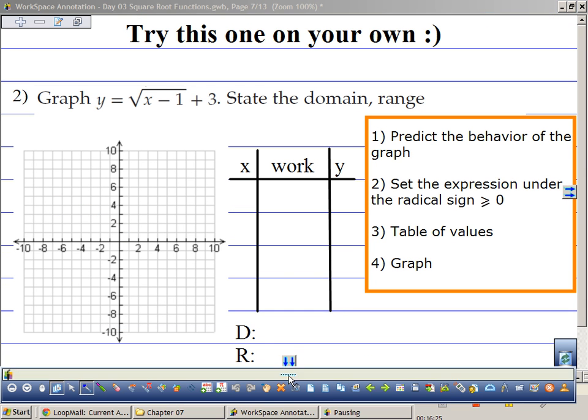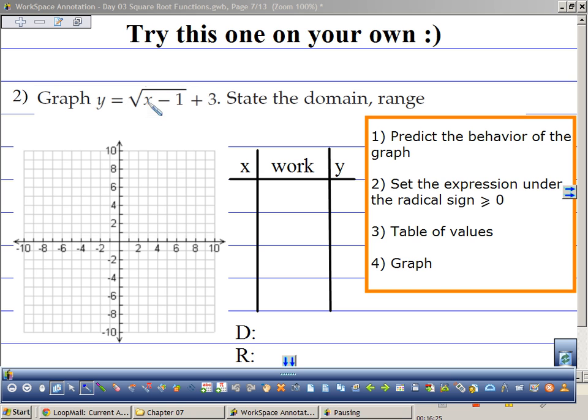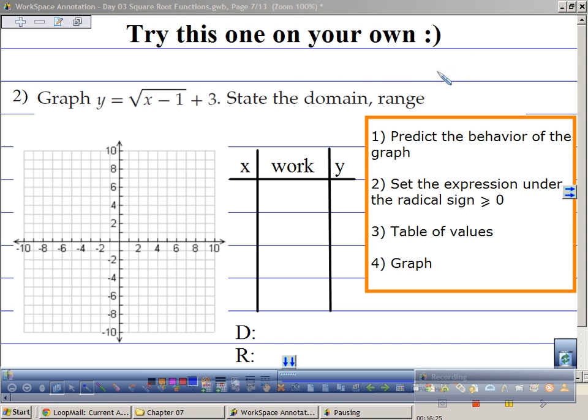Okay, so let's try this one together. So y equals the square root of x minus 1, plus 3. So the behavior of this graph, let's look inside first, is going to be shifted what? To the right or to the left? To the right, and then shifted up 3. And then what's it going to look like? Are there any negatives affecting it? No. Okay?